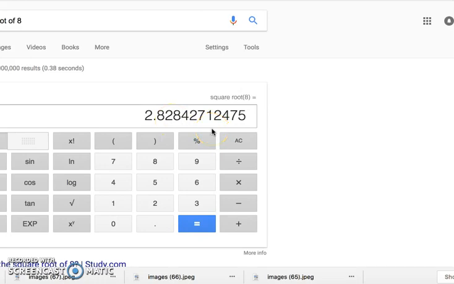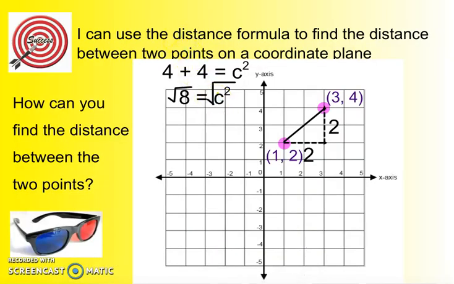2.82427, etc. And so I'm just going to round this to the nearest hundredth. So that means that the 8 to the right in the thousands place is actually going to bump up my 2 to 3. So 2.83, and I'm going to write that down. Okay, so 2.83 would equal c, and that would be my distance between this point and that point.